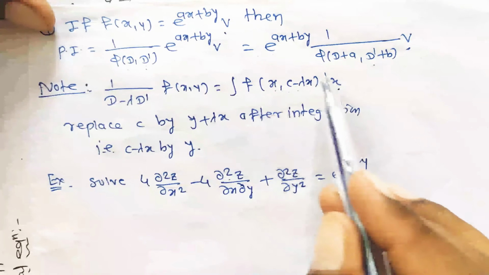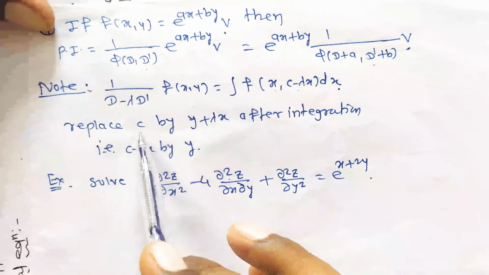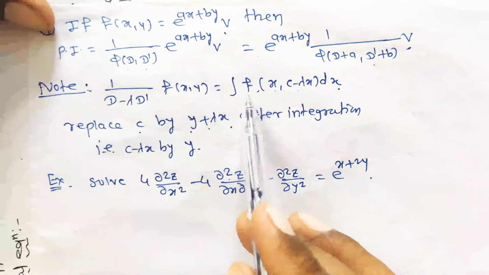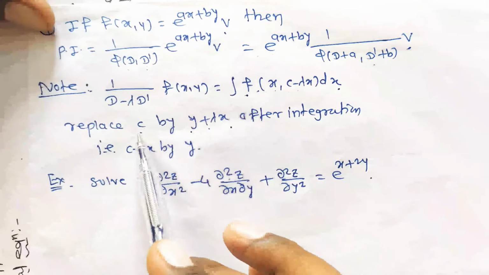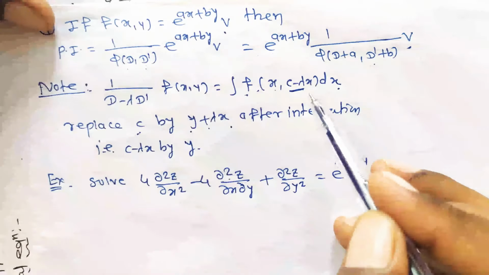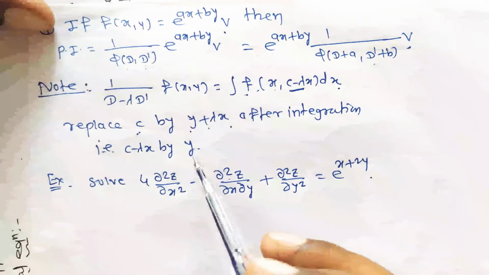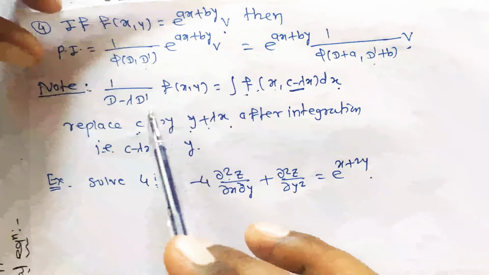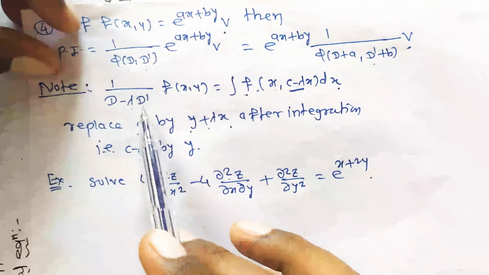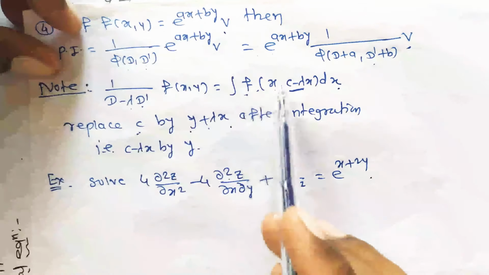And if we take the integration of this term, after integration replace c by y plus lambda x. That means in the final step we put the value of c equal to y plus lambda x, simply we have to put this c minus lambda x equal to y. So this is the standard formula. For example, D minus 3D dash, so put lambda equal to 3 and proceed.